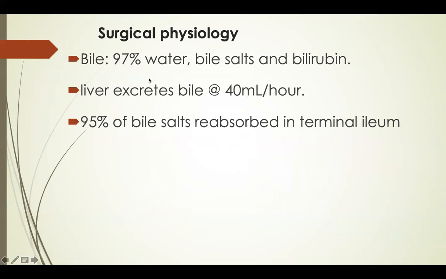Now, bile contains 90% water, and the rest are bile salts and bilirubin. The liver excretes bile at a rate of 40 ml per hour, so around 1000 ml per 24 hours is draining from the liver. But the good thing is that 95% of the bile salts and these fluids are reabsorbed in the terminal ileum again, and this is called enterohepatic circulation. So the body water and body salts remain normal.